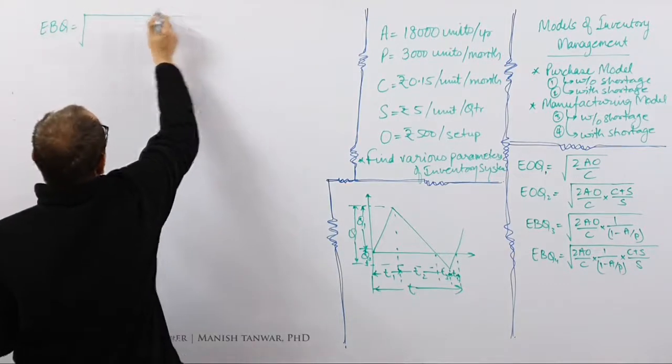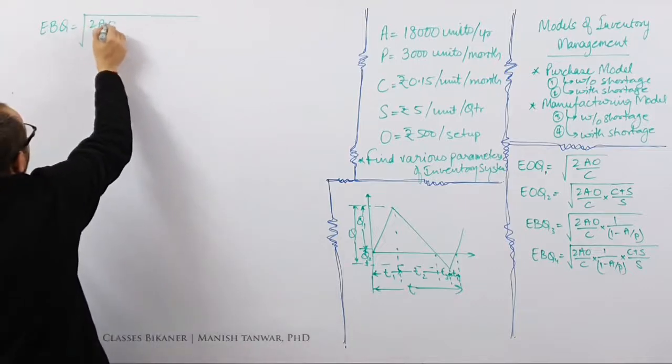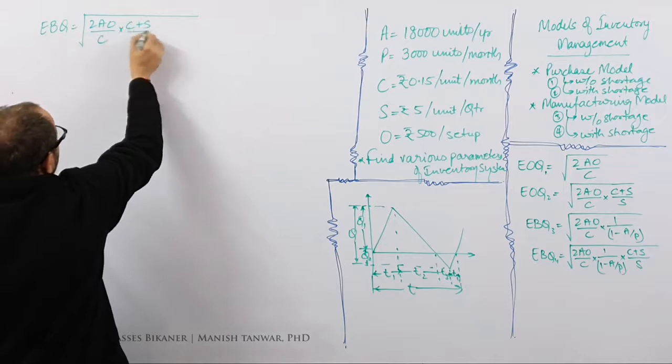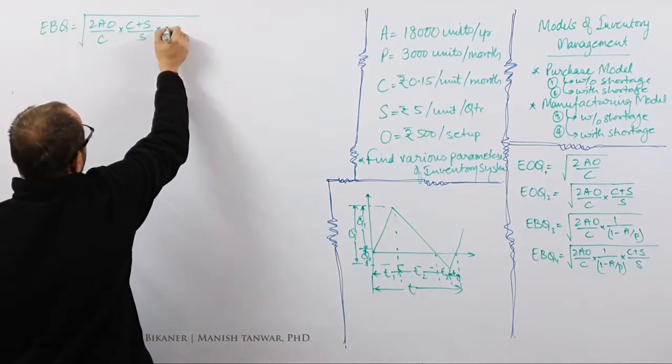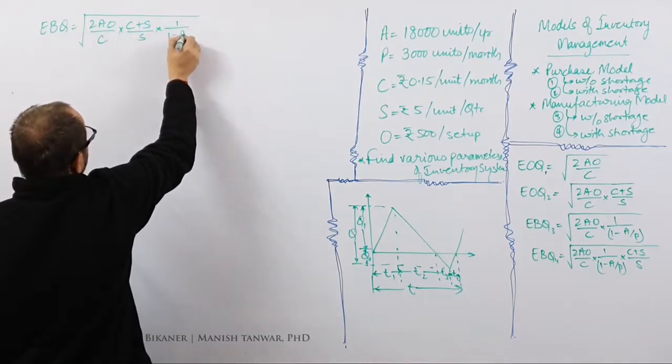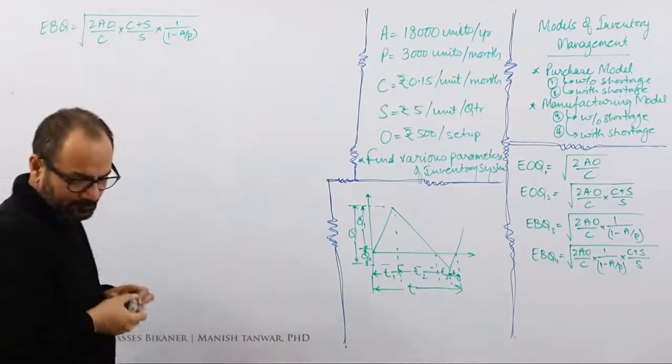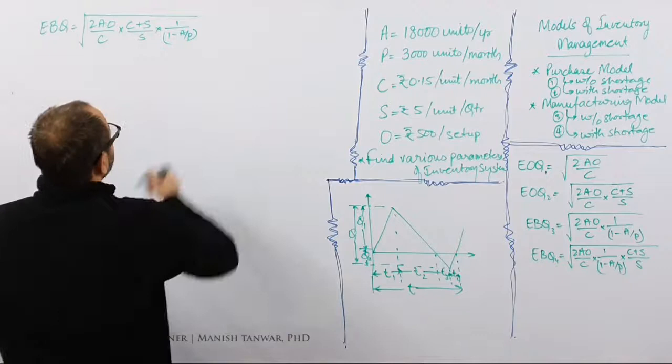EBQ would be exhaustive, everything coming here, 2AO upon C. Then being a shortage model, it will be C plus S upon S. Then being a production model, it will be 1 upon 1 minus A by P. Everything is coming over here. So what will be the values?